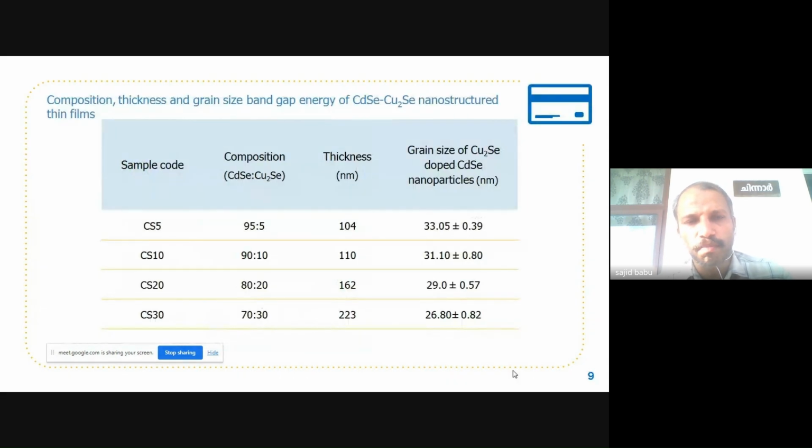These are the sample composition details. The sample codes used were CS5, CS10, CS20, and CS30. The thickness we have got is 104 up to 161, which means the thickness increases. The grain size calculated using the Scherrer formula is 33.05 for CS5, 31.1 for CS10, 29 for CS20, and 26.8 nanometer for CS30.